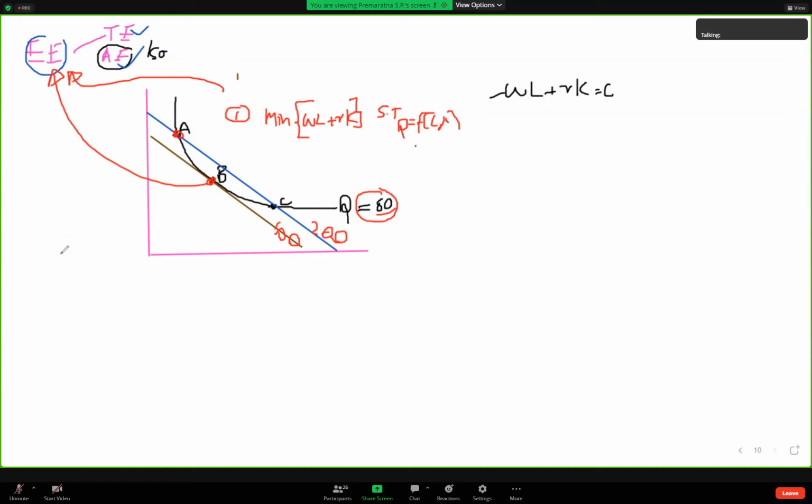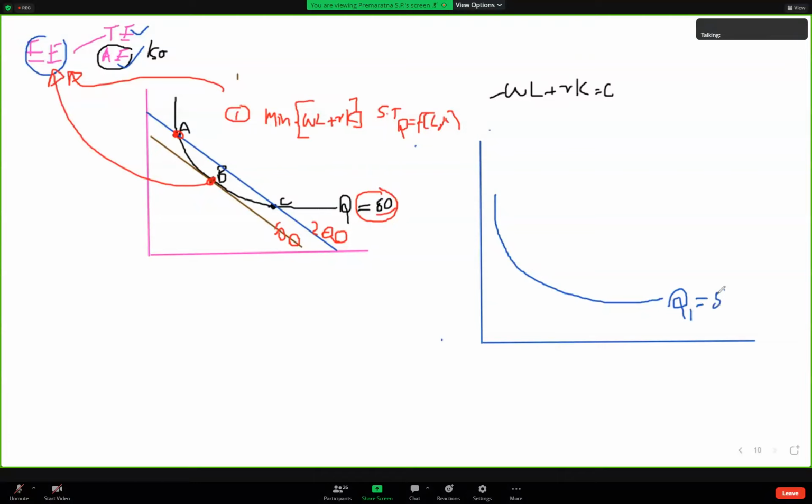Or maybe some producers use a different strategy. Let's say here, they try to maximize the output. Let's say Q1 here, 50. Q2 here, 80. Q3 here, 100, like that. They try to maximize the output.